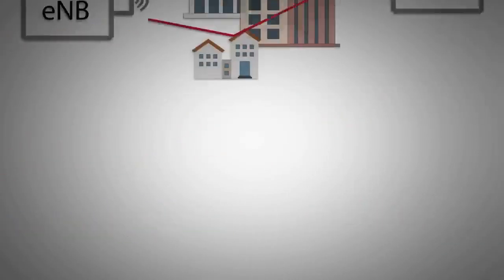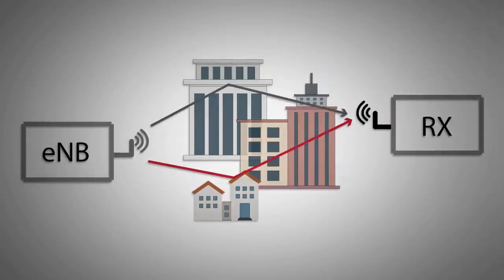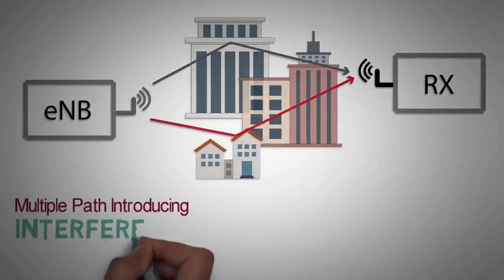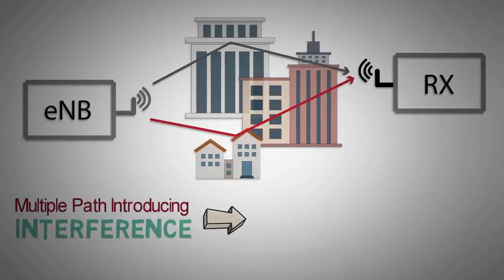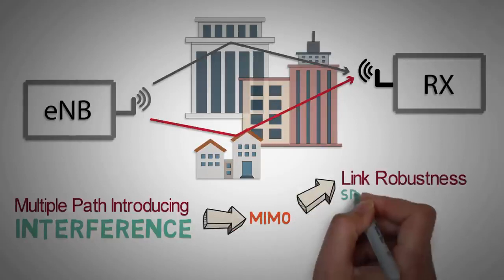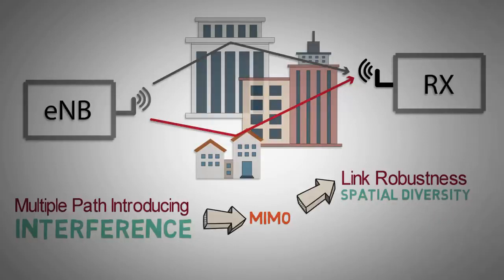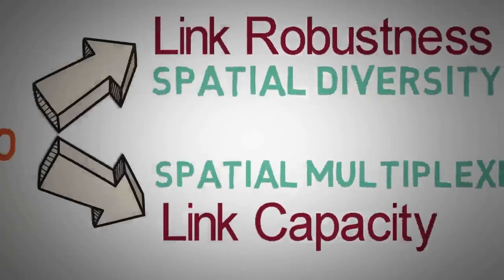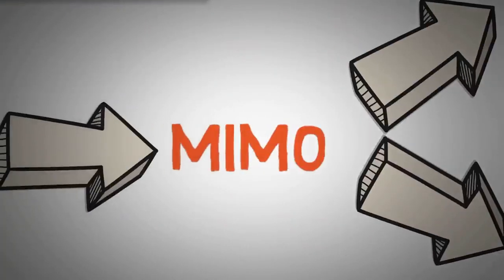Between a transmitter and a receiver, the signal can take many paths due to obstacles and objects in the medium. Traditionally, these multiple paths only introduced interference. By the introduction of MIMO, these additional paths can be used to provide additional robustness to the radio link by spatial diversity, or to increase the link data capacity by spatial multiplexing. So let us understand how both of them work in MIMO.